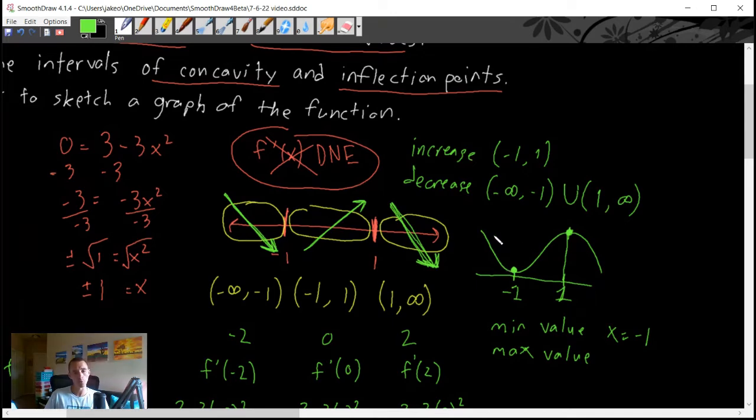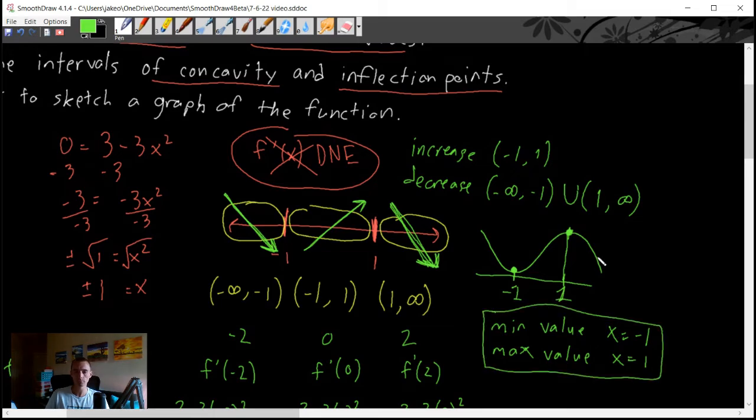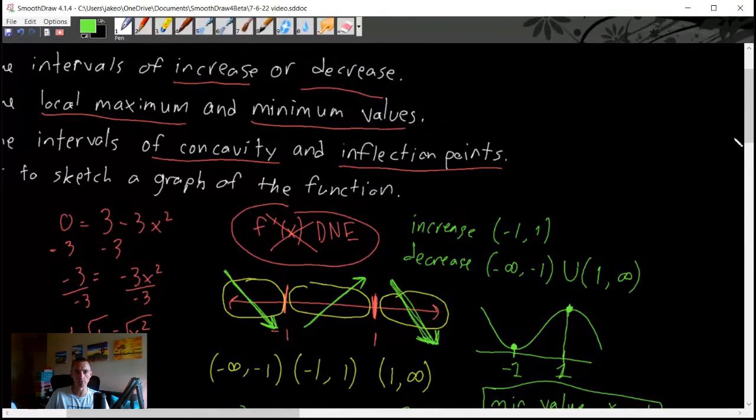If, for example, we were decreasing on both sides of a critical number or increasing on both sides of a critical number, like if we had something like this, where we had a critical number right here, we were increasing to the left and to the right, that would not be a local maximum or a local minimum. In this case, the first derivative test confirms that we have a minimum at x equals -1 and a maximum at x equals 1. So this would be our answer for part B, where our local maximum and minimum values are.